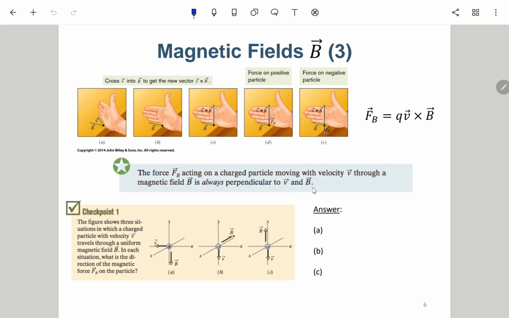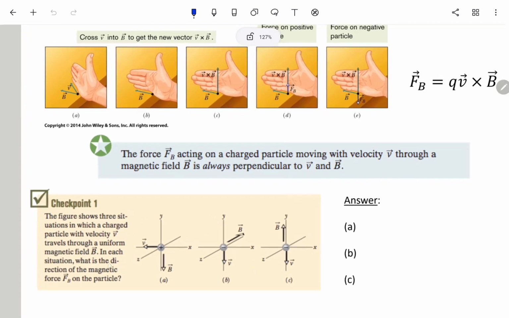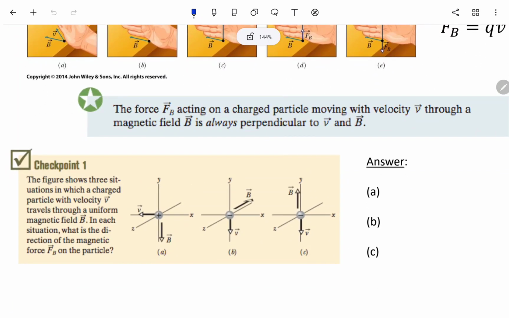OK, 就是这个或者是 V cross B 一定会跟 V 还有会跟 B 垂直。V 跟 B 互相不一定垂直，但是它们的 cross product 一定跟它们本身垂直。Okay, so this is a quick practice.